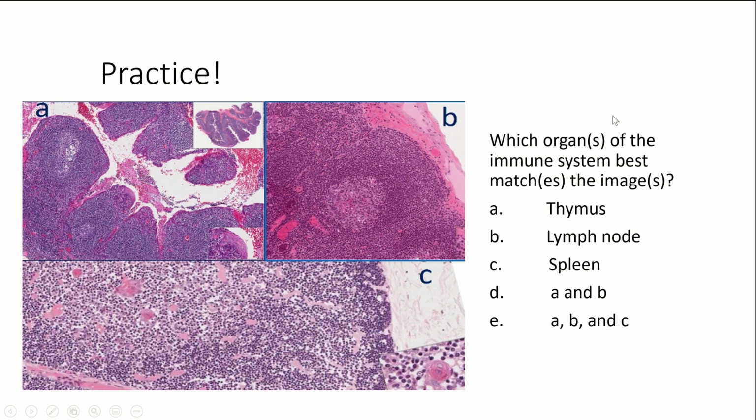Okay, so now we've got some matching, and this is kind of tricky, right? This is what I was telling you guys about. Which organs of the immune system best match the images? Okay, so A, it's trying to tell me this is the thymus, and you can see in the zoom out right here. This doesn't really look like the thymus to me, right? It's not like one big lobulated looking thing.